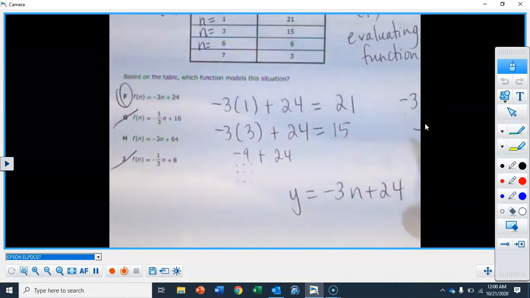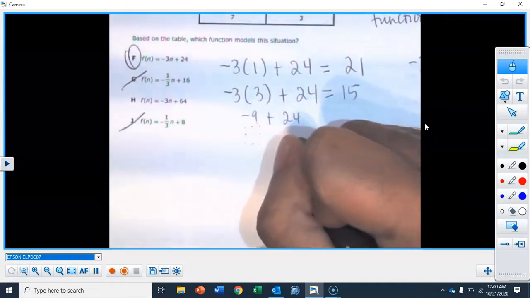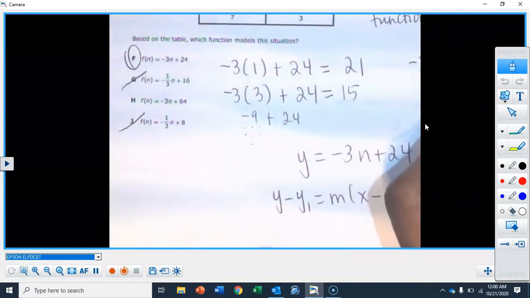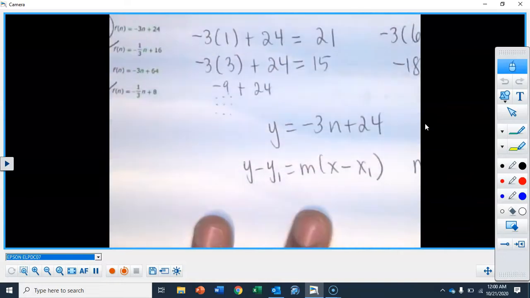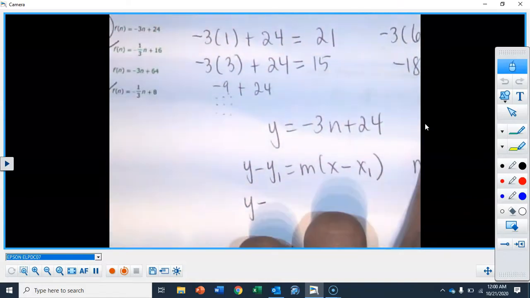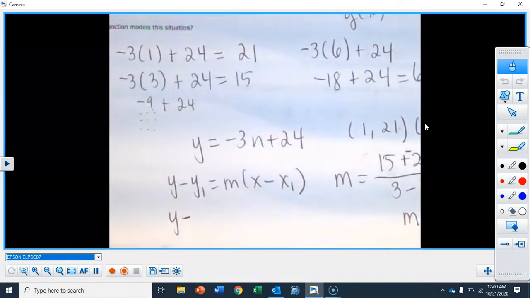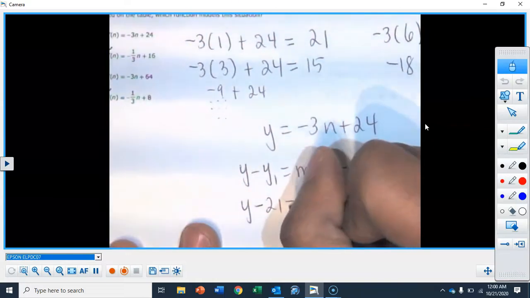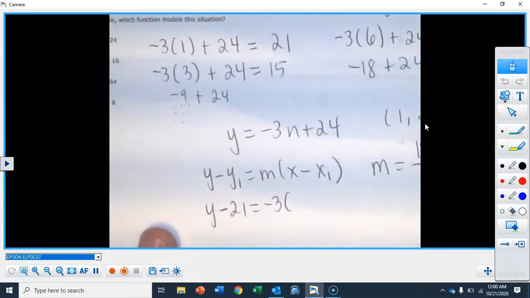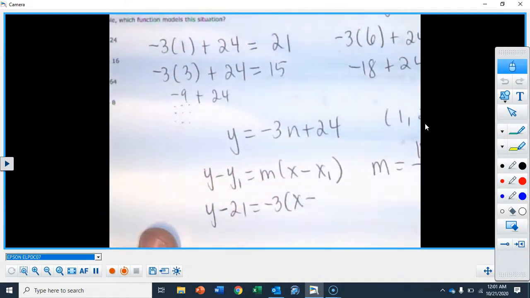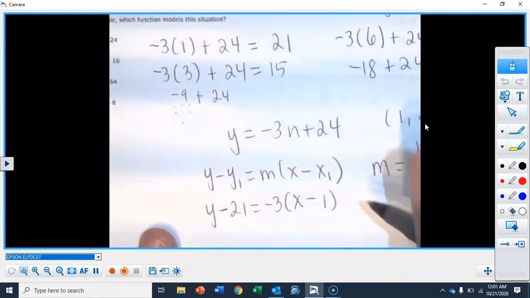What if I told you that the next step would be, well, hey, I got y minus y1 is equal to m times x minus x1, right? And I do y minus, and I'm going to use the first point, right? I'm going to use that 1, 21. So my y1 is 21. My m was -3, open parentheses. I'm just showing you, look at all the ways I can solve this. x minus, and then I had a 1.